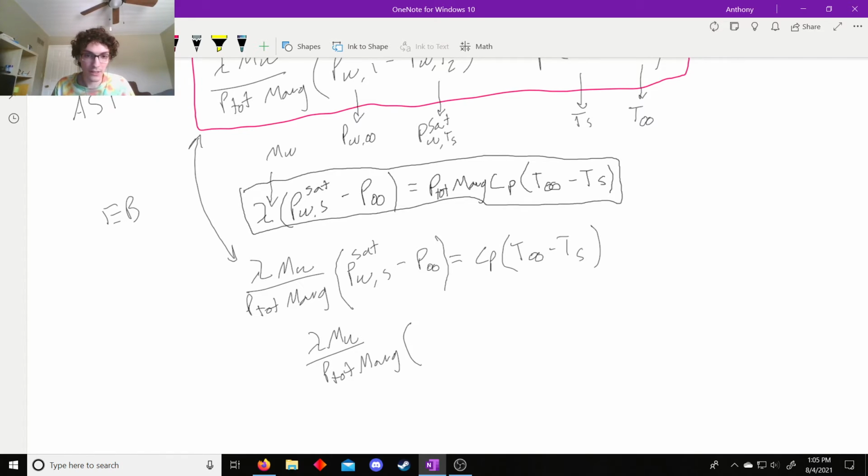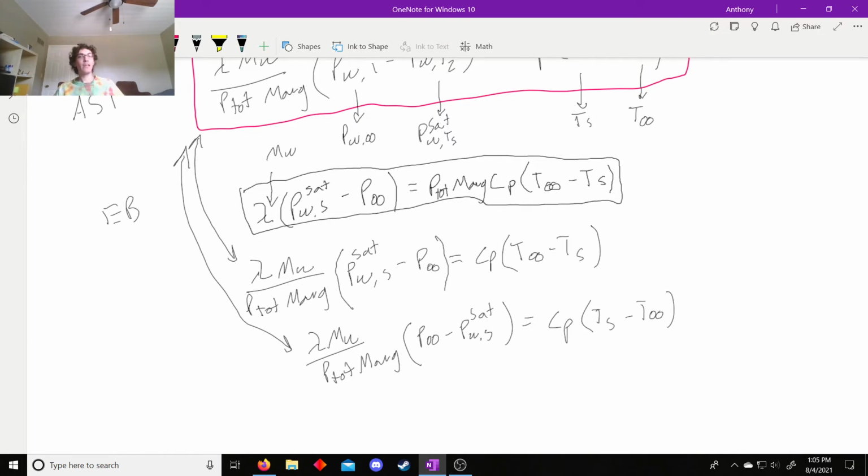We can actually rewrite this like this. Equals, and then we will flip this one as well. So again, this is exactly the same thing as what's up here.